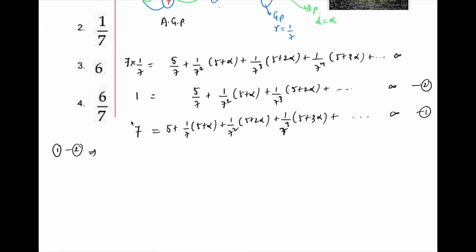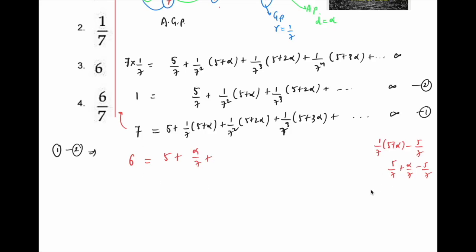So we get 7 minus 1, 6, is equal to 5 minus 0, 5, plus, and here 1 upon 7 of 5, that is 5 by 7, and 5 by 7 get cancelled. So I can write here 1 upon 7 times of (5 plus alpha) minus 5 by 7, that is 5 by 7 plus alpha by 7 minus 5 by 7. So we can get alpha by 7 here.